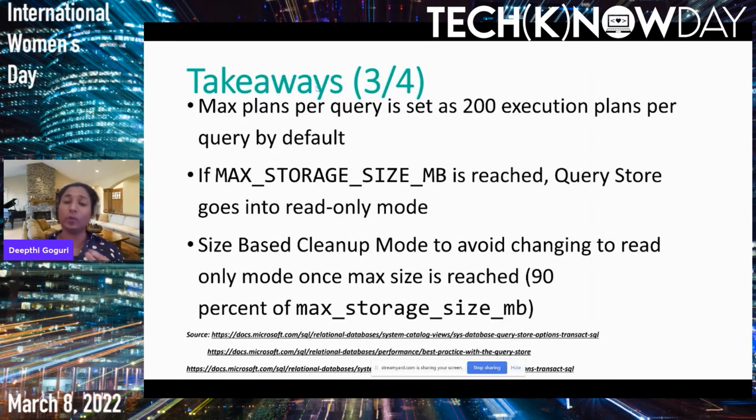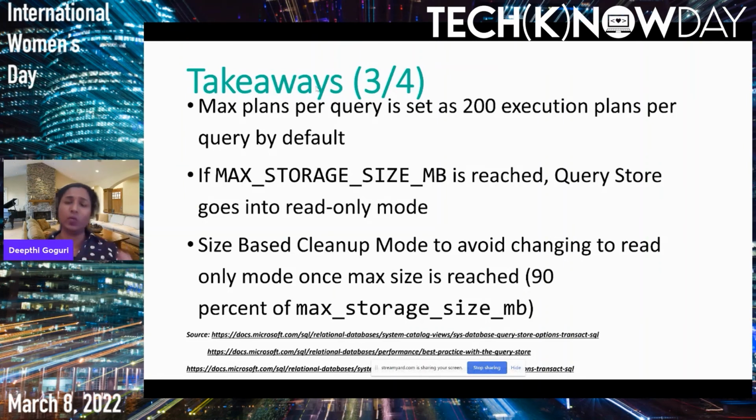Max plans per query is 200 execution plans per query by default. You do not have to accept the defaults, right? You can change it. And for the maximum storage size, once it reaches 100%, your query store will go to the read only mode. And later, if you observe, you will wonder why it has reached read only mode, right? So please make sure to put the size-based cleanup mode as auto, which will avoid query store going to the read-only mode.